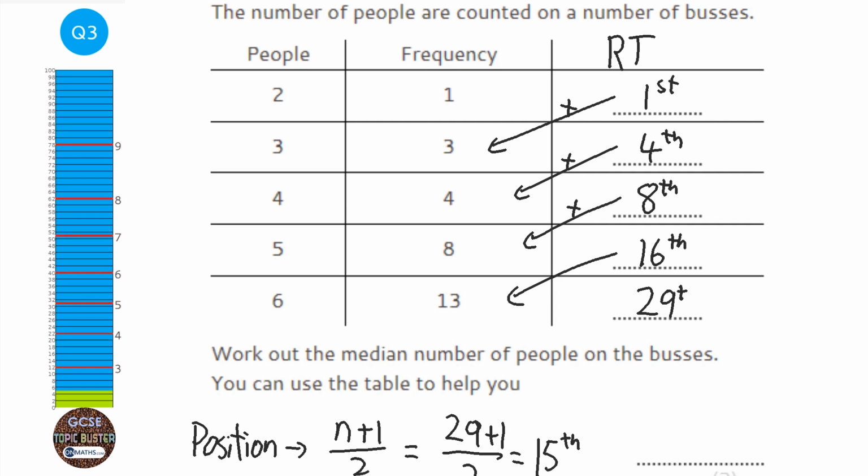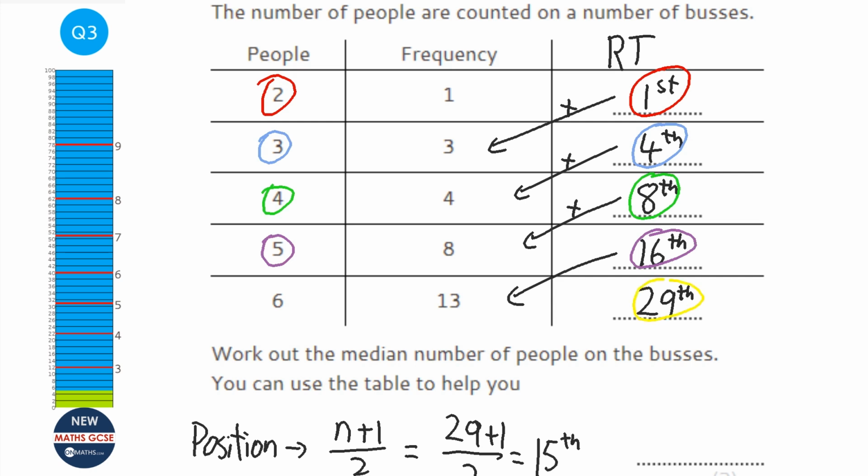16th and 29th, give us the largest position in that section. So the first value is the biggest one in this first group. The fourth value is the biggest one in this group. The 8th value is the biggest one in this group. The 16th value is the biggest one in this group. And finally the 29th value is the biggest one in that group. So we're looking for the 15th value.